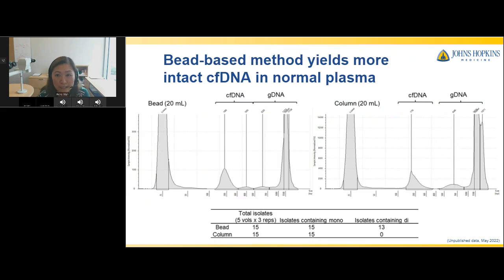In terms of integrity, we performed 15 extractions on the same pool of healthy donor plasmas, and we showed that in 13 out of the 15 isolates, dinucleosomal molecules, as shown here, could be identified in the bead-based extraction method in excess of 300 bases, whereas none of the column-based method showed any measurable dinucleosomal molecules. There was a blunting of that shoulder, potentially representing some dinucleosomal molecules, but there was no discrete peak.